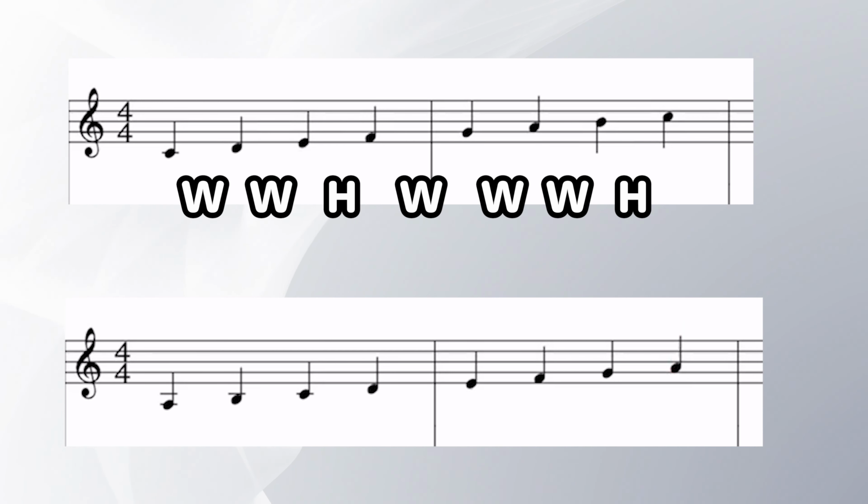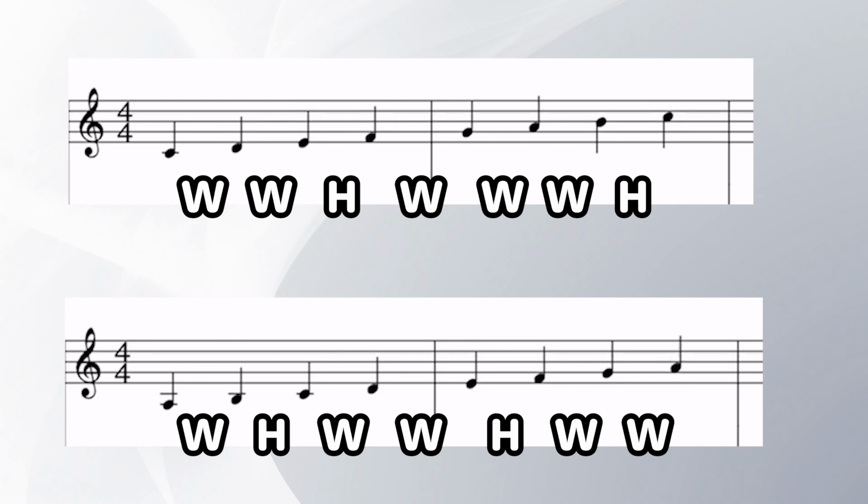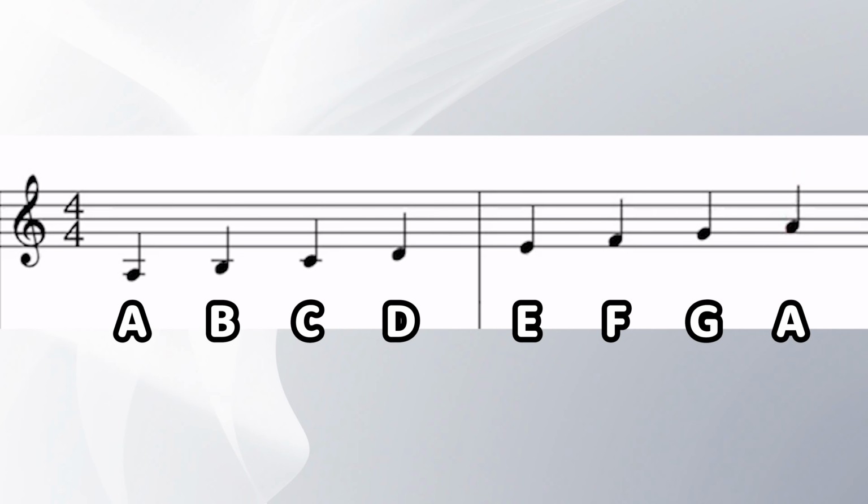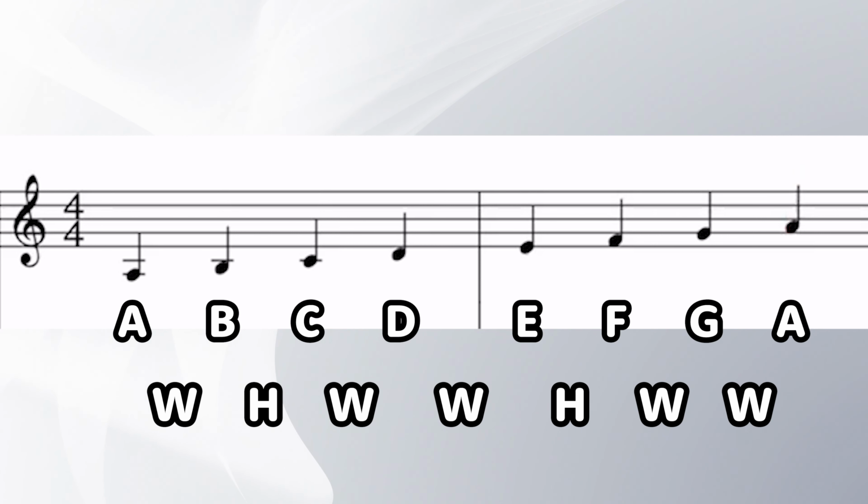Major scales consistently follow the pattern WWHWWWH. Conversely, natural minor scales have a different sequence, WHWWHWW. In the key of A natural minor, the notes would be A, B, C, D, E, F, G, A, following the pattern of whole and half steps.